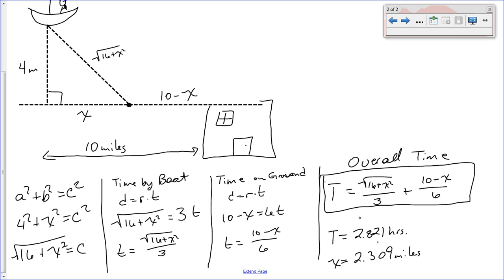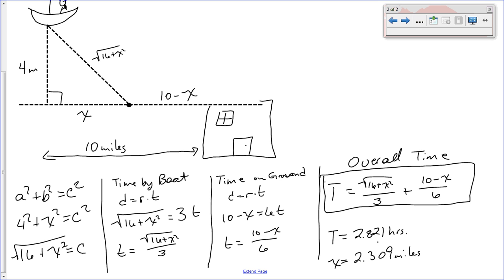What I want you to do now, because I've set up the problem and given you the answer, is this: I want to see on your paper when you come into class tomorrow that you took the derivative of the overall time equation and found the value of x on your own. I am going to warn you, it is complicated. It's not that easy of a problem. Is it something I think you can handle? Yes. Is it something that anybody can find? No.